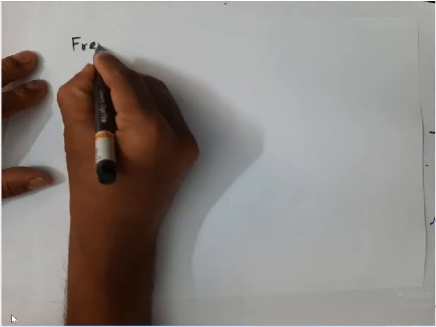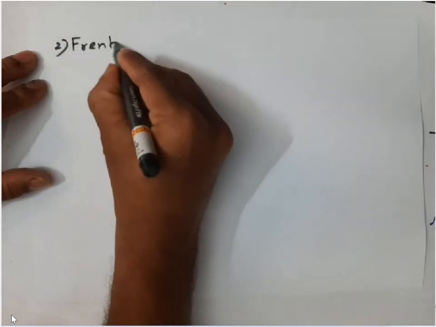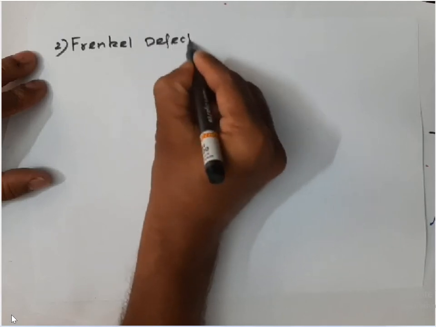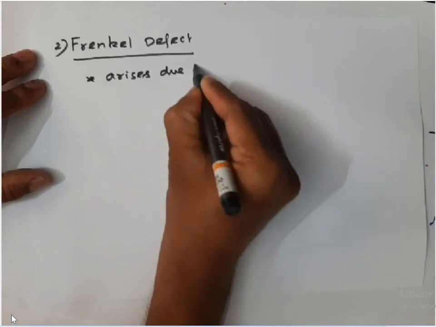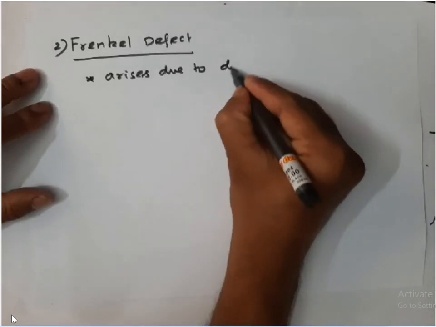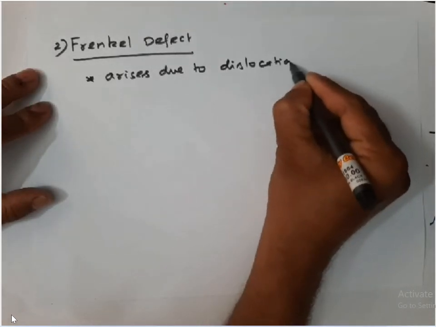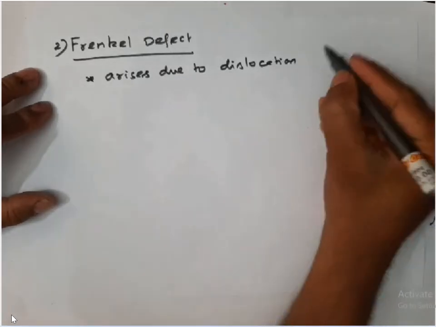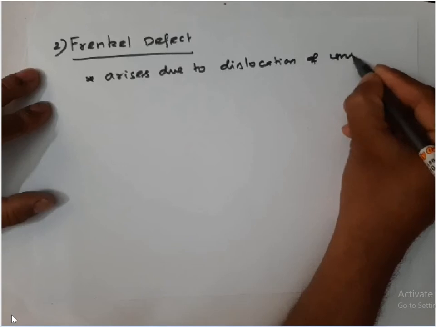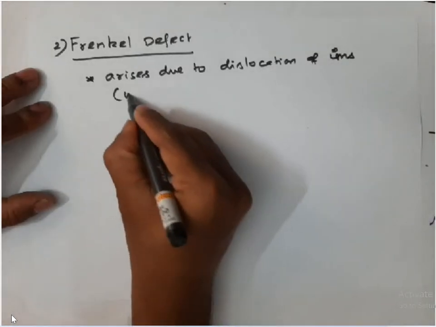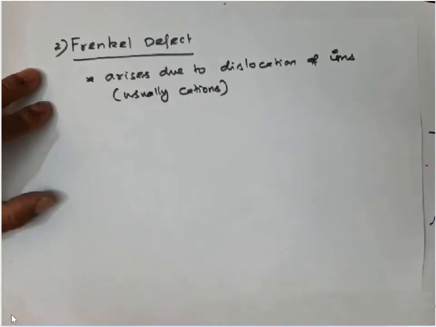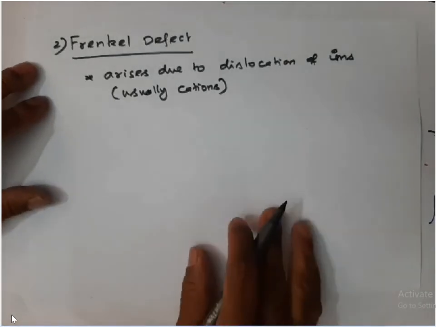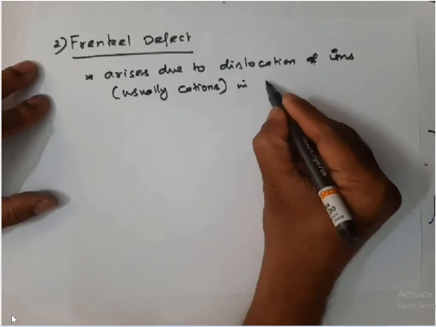So next one, Frontal defect. Yes, this defect arises due to dislocation of ions, usually cations, in crystals.